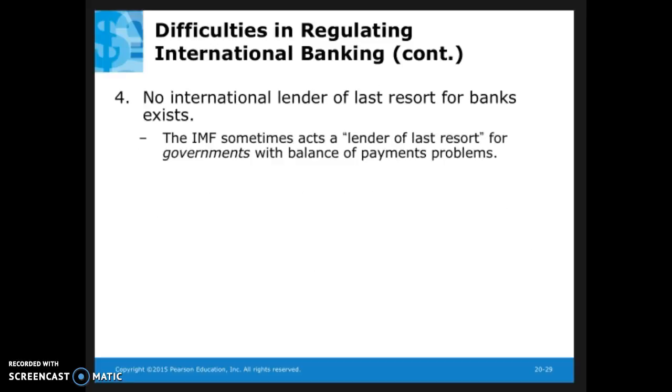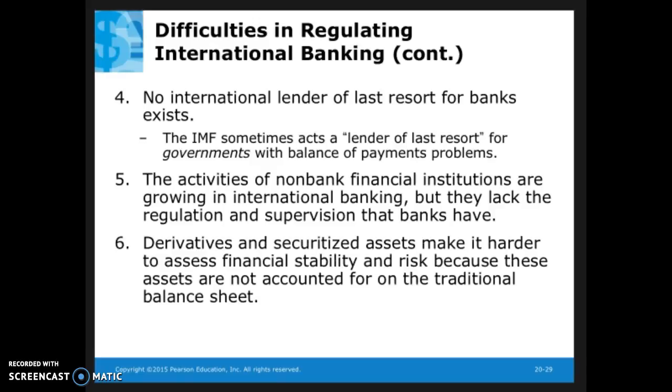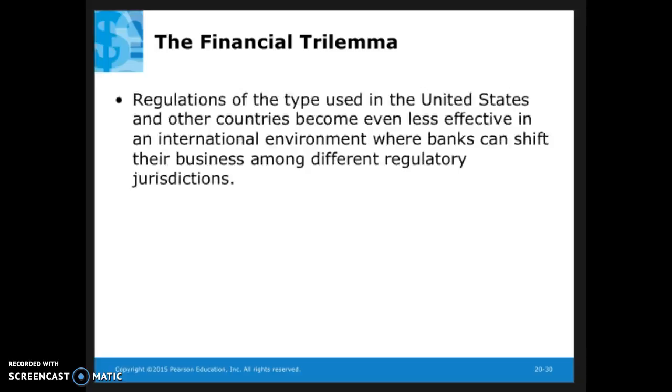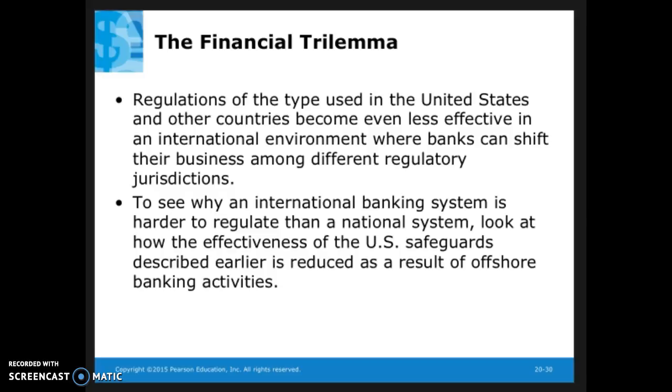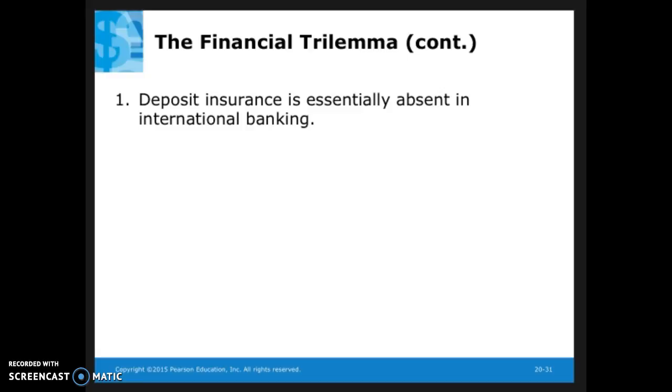In the international field, there's no international lender of last resort. The IMF kind of acts like this, but it's not totally like this. And derivatives and securitized assets make it harder to assess financial stability. So we have this trilemma. First, deposit insurance is absent in international banking.